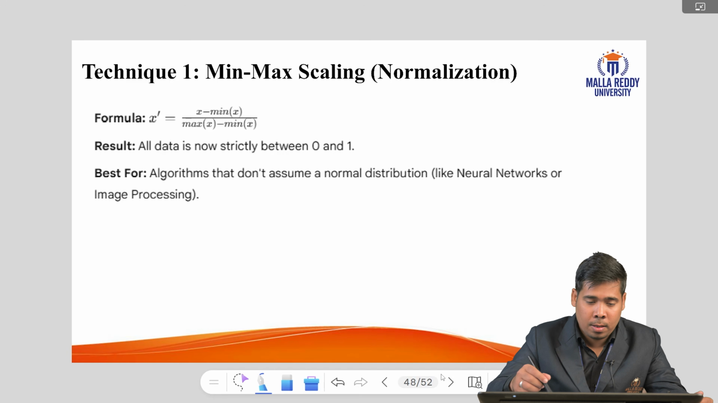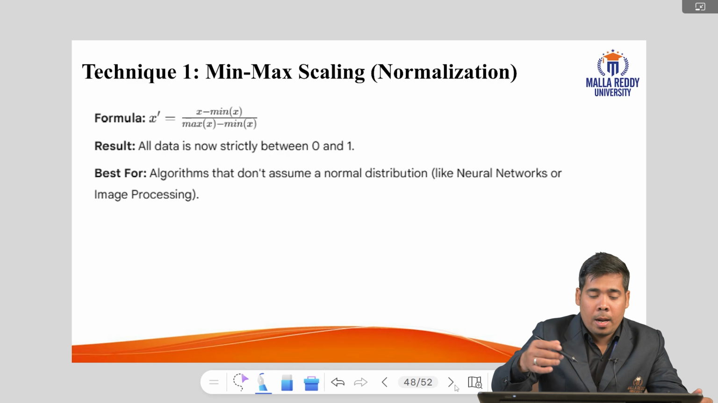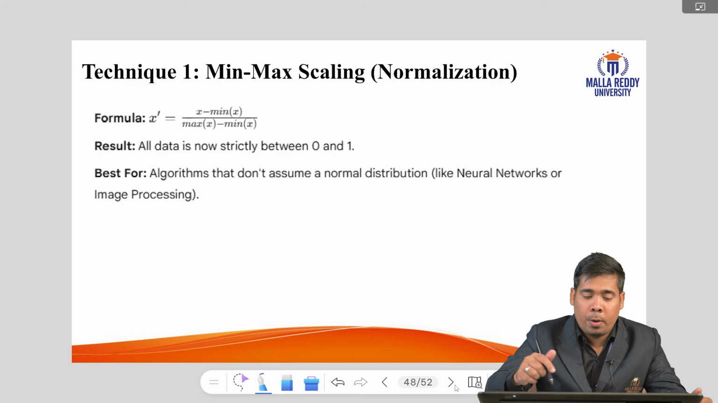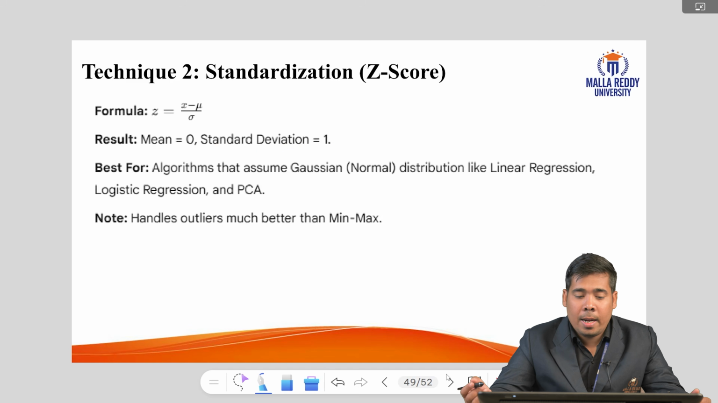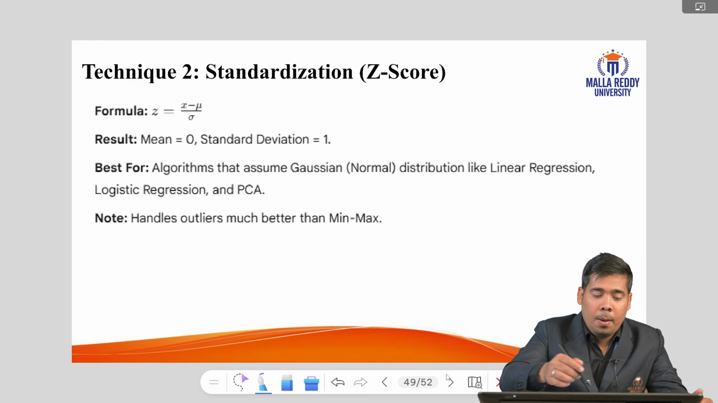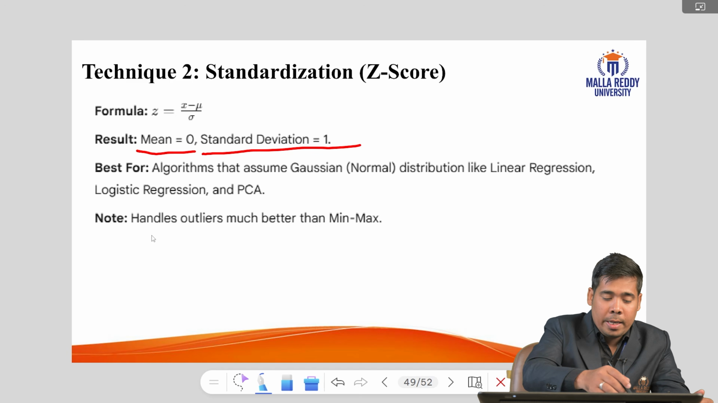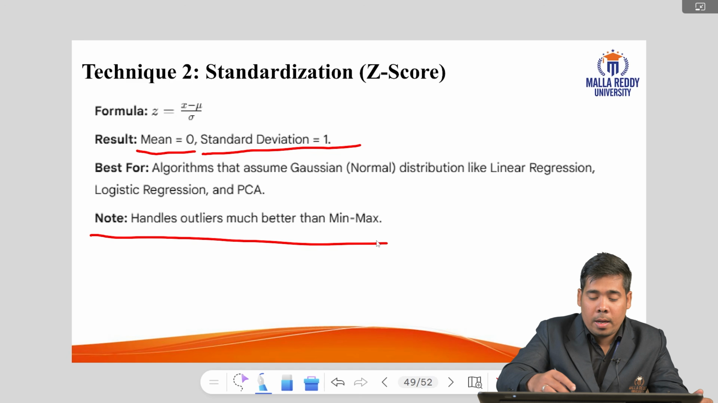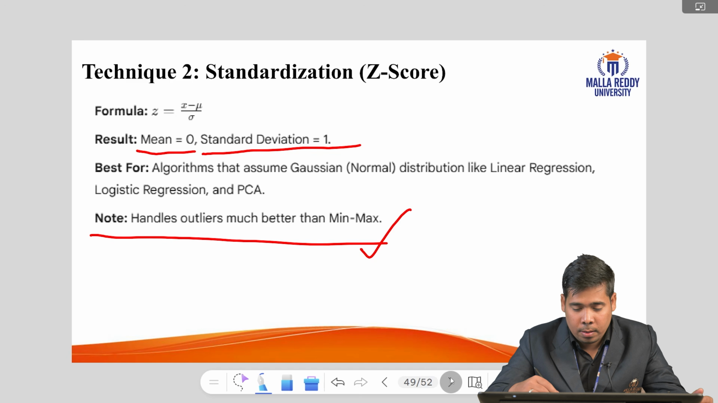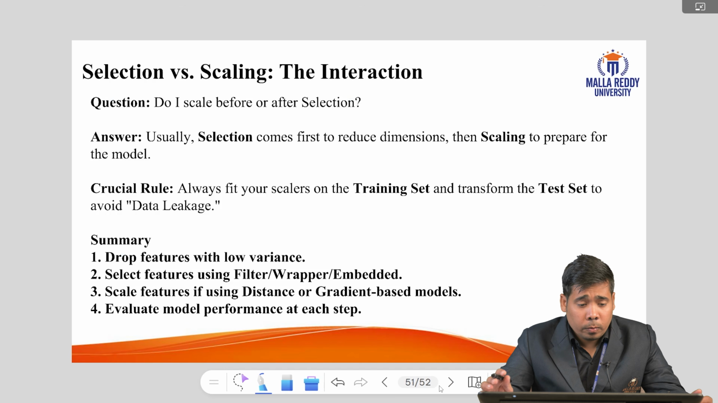These are some techniques with the help of which we can perform normalization. The first technique is min-max scaling, where we restrict the data between 0 and 1. The second technique is standardization, where we keep the mean as 0 and standard deviation as 1. It handles outliers better than min-max normalization. So, selection versus scaling. The question is, do I scale before or after selection? The answer is we first perform the selection process and then scale the data for model building.